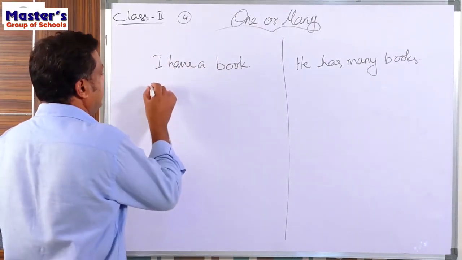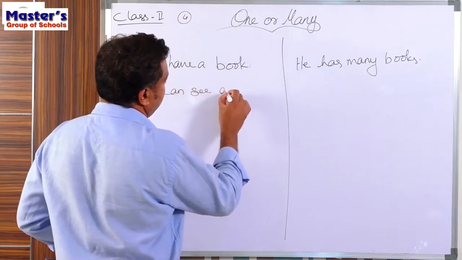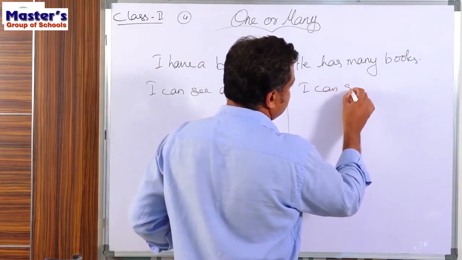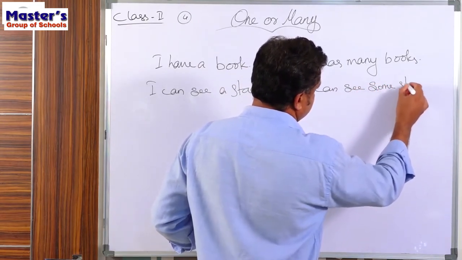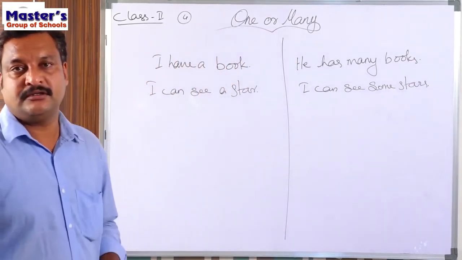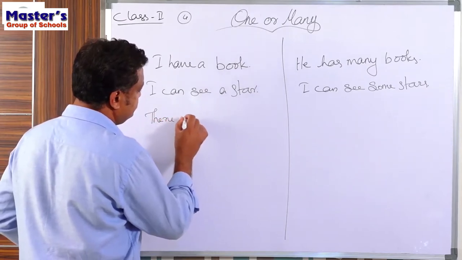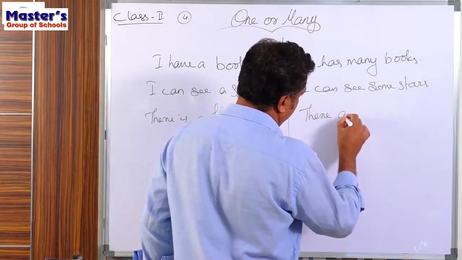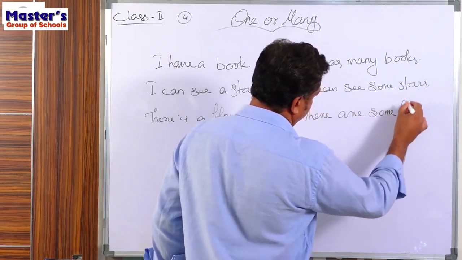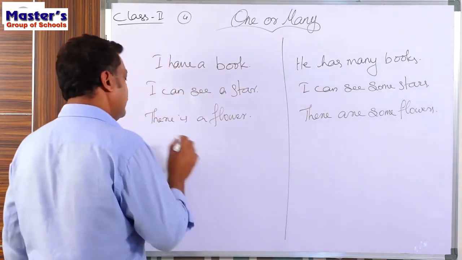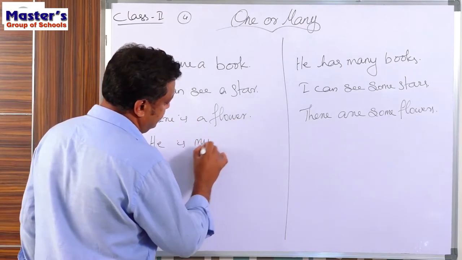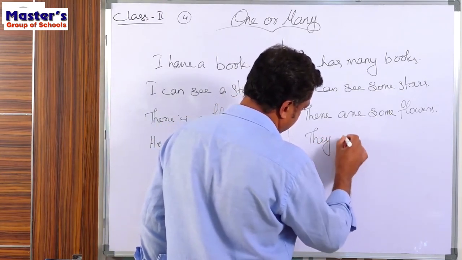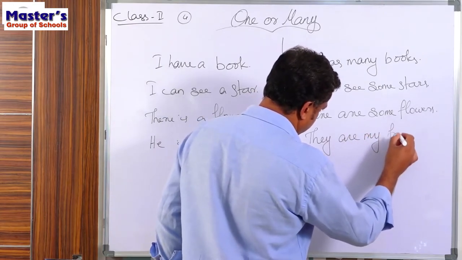Okay. Now, I can see a star. I can see some stars, right? There is a flower. There are some flowers. He is my friend. They are my friends.